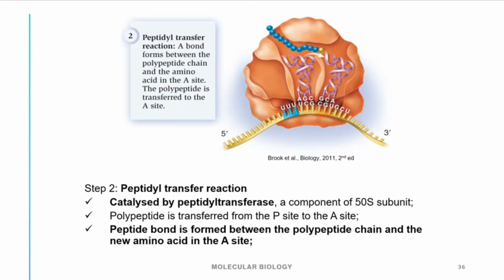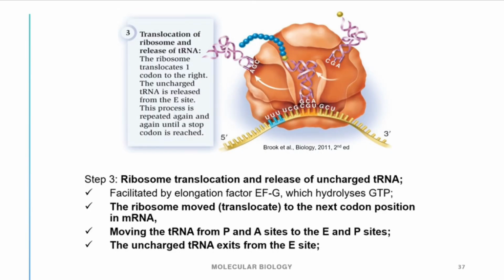Now the next step is actually a translocation of the ribosome. So what happens is that the ribosome itself, once the amino acid has been correctly transferred, is going to move along the mRNA by 3 nucleotides. So again, facilitated by EFG, which will actually move the ribosome to the next codon position. Now, during this process, the tRNAs, because they are actually hydrogen bonded to the mRNA, will actually remain at their original sites, while the ribosome itself moves ahead.